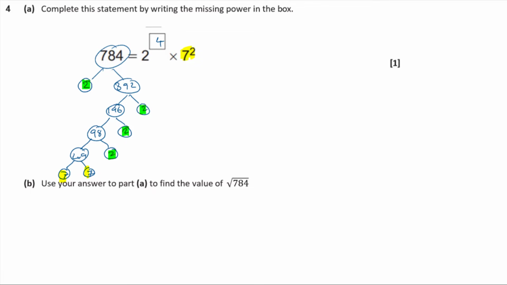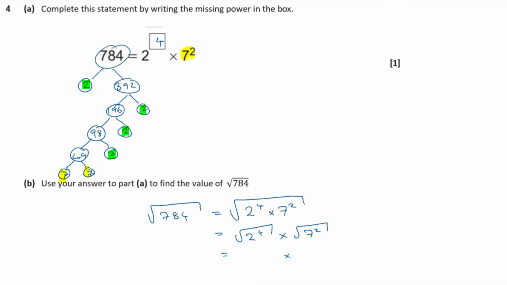Okay. Part B says use your answer to part A to find the value of the root of 784. Okay, well, the root of 784 then is going to be the same thing as the root of 2 to the power 4 times 7 squared, because I know that 784 is 2 to the power 4 times 7 squared. Now roots you can break up. If you've got two things multiplied together under a root, you can break it off into two separate roots like that. 7 squared is pretty easy. That's going to be 7 when you square root it.